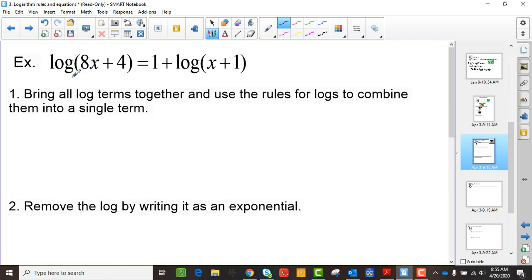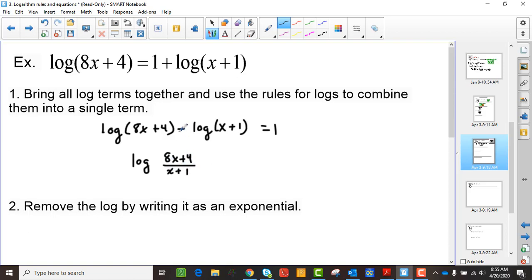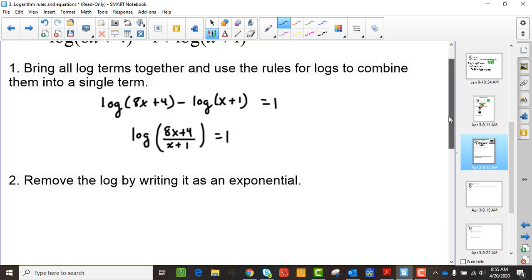Log base 10 of 8x plus 4 is equal to 1 plus log of x plus 1. Again, we're going to follow the steps we just laid down. We're going to take the logs and put them together on one side, so we bring that log of x plus 1 over. Then we express it as a single logarithm: log of 8x plus 4 over x plus 1, because it's a subtraction, so we're dividing. Then we're going to write that as an exponential.